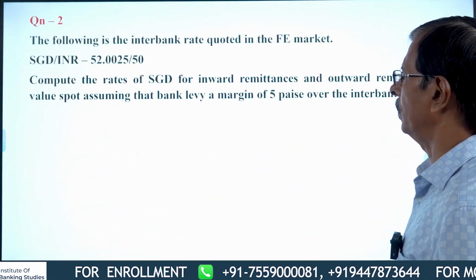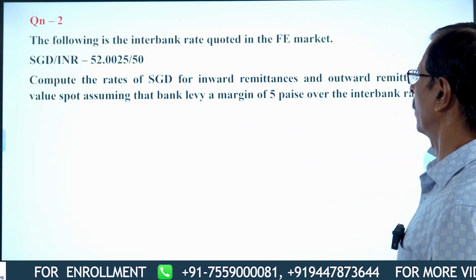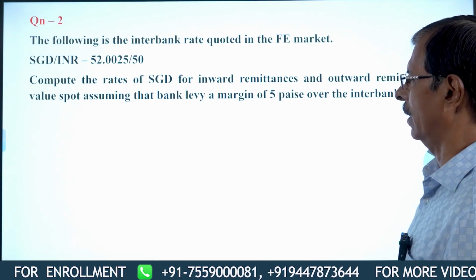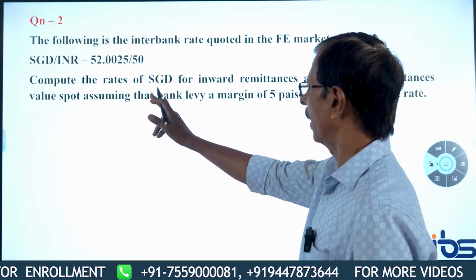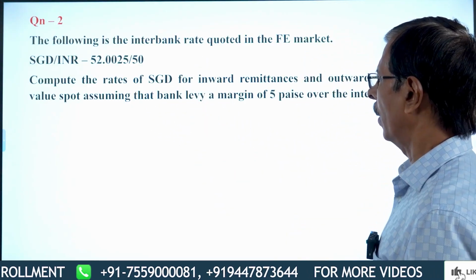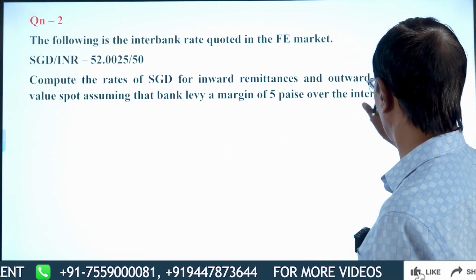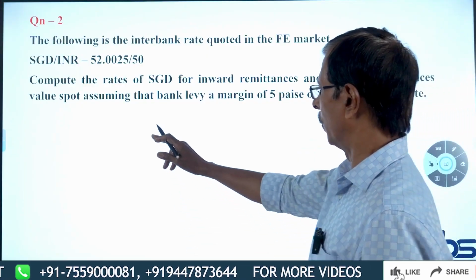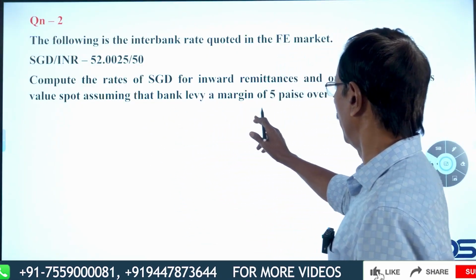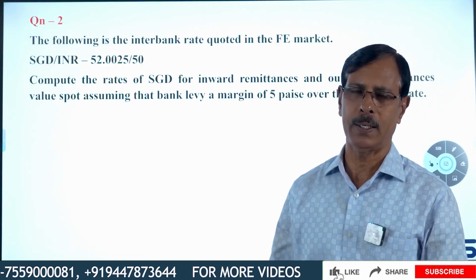Second question. The following is the interbank rate quoted in the foreign exchange market: Singapore dollar INR, 52.0025/50. Compute the rate for Singapore dollar for inward remittance and outward remittances, assuming that the bank levies a margin of 5 paise over the interbank rate.